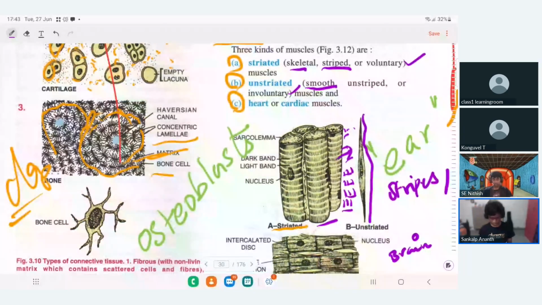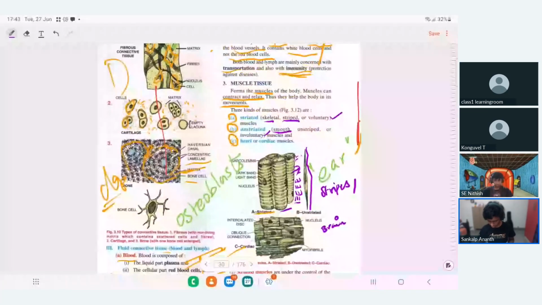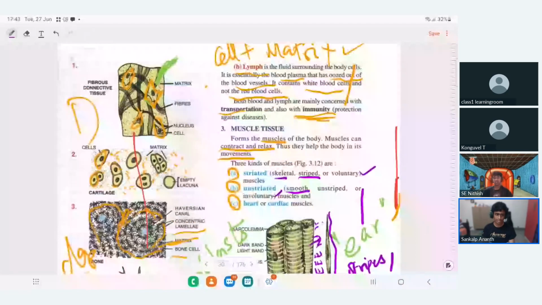Sir, can you zoom out? Sir, when did we learn striated muscles, unstriated muscles? Just now we are starting. Now only we are starting. Please be attentive in class, Pankaj. Sorry, now only we are starting. I was just getting my pencil box.